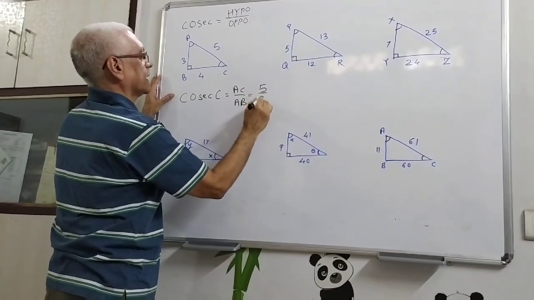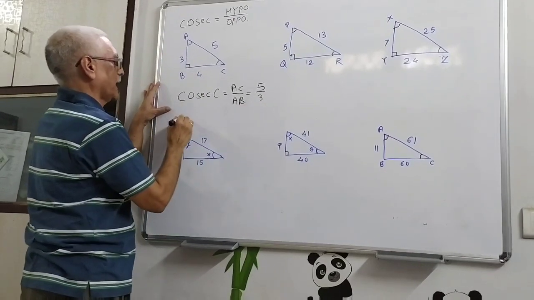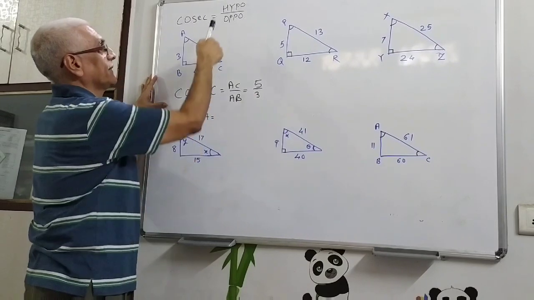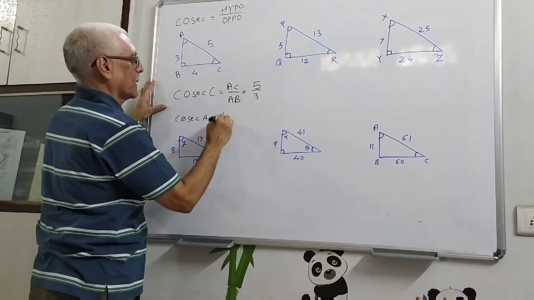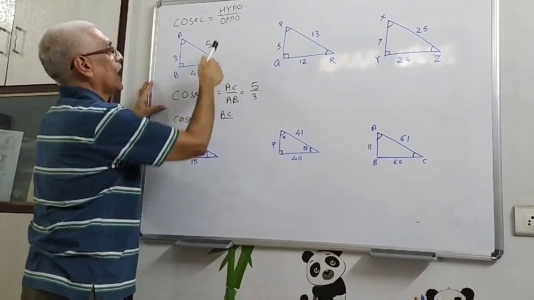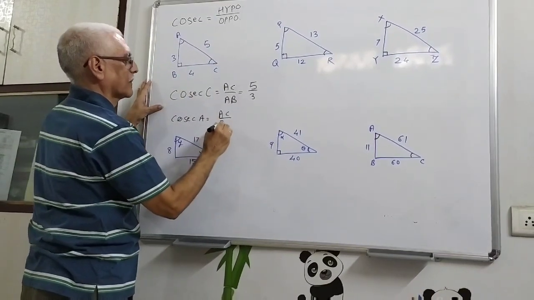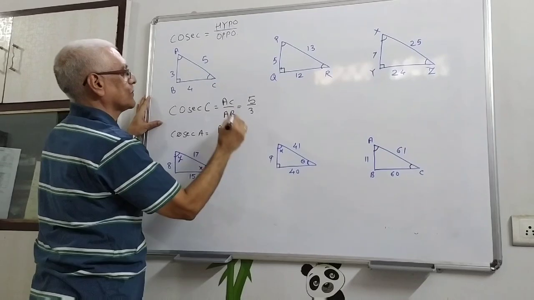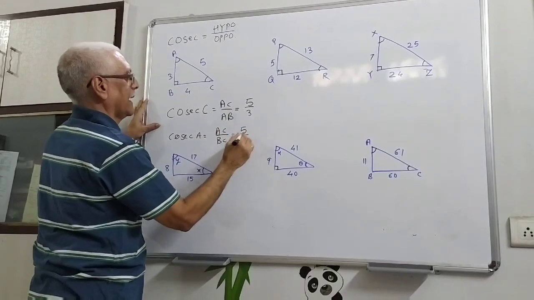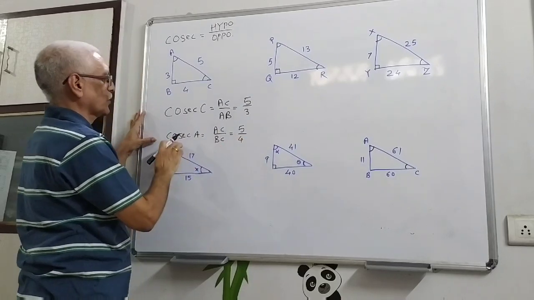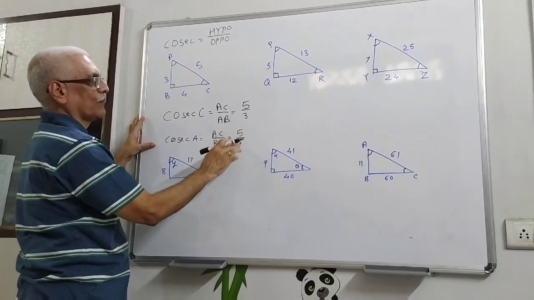So AC upon AB, this is equal to AC is 5 and AB is 3. If you want cosec of A, cosec means hypotenuse, that is AC, upon opposite to A, which will be BC. So AC is equal to 5 and BC is equal to 4. Cosec of A is equal to 5 upon 4.